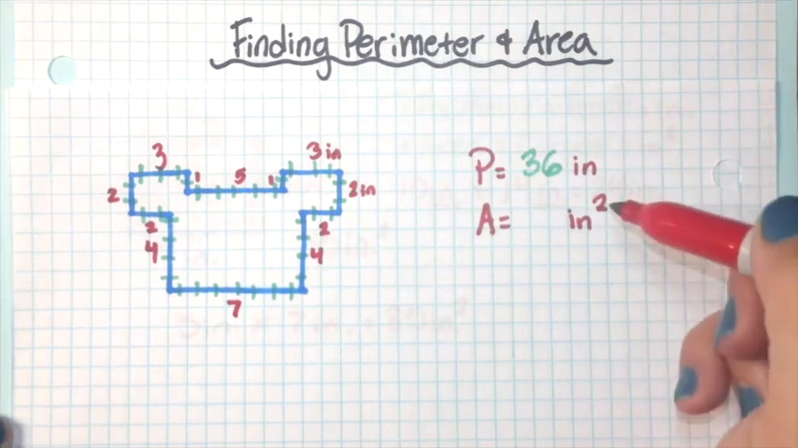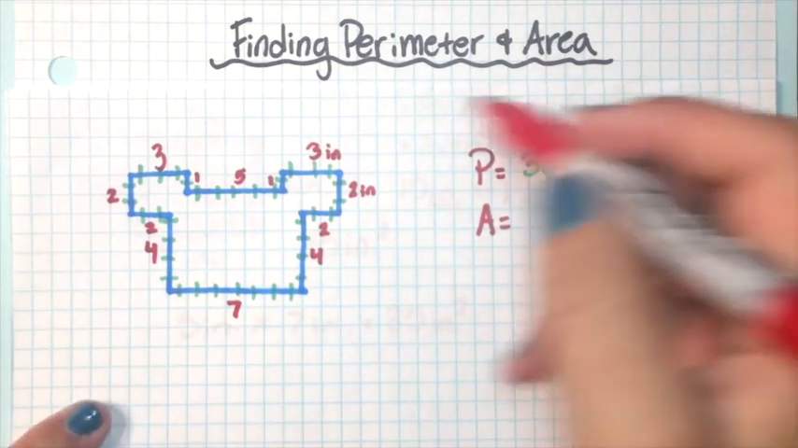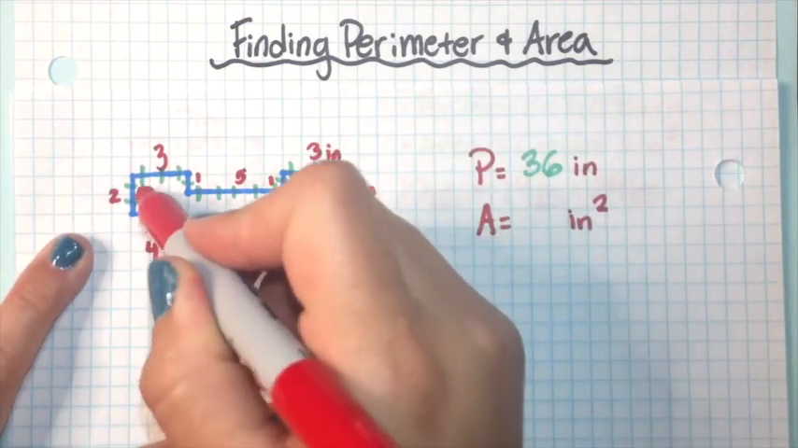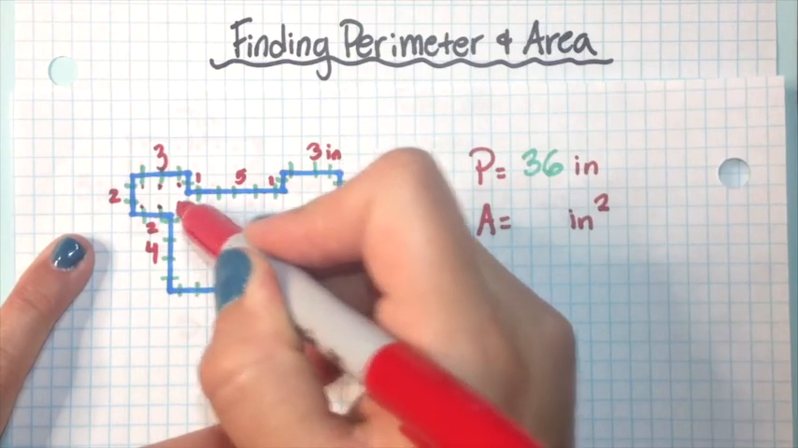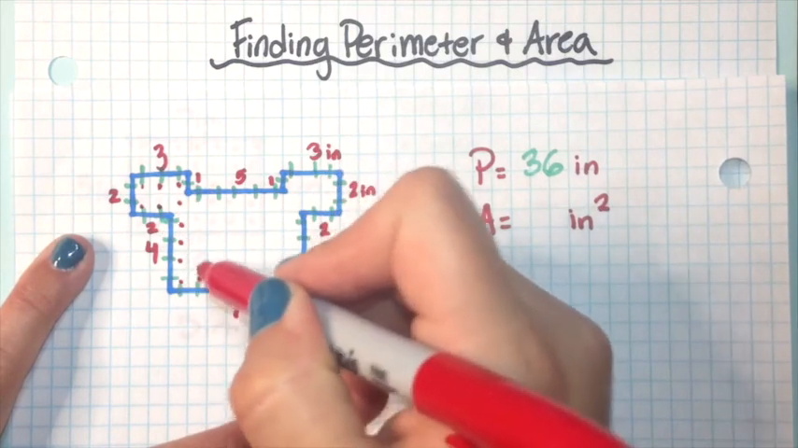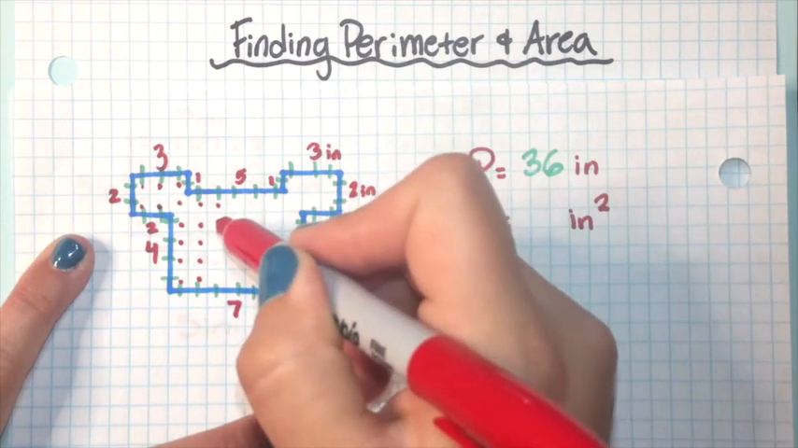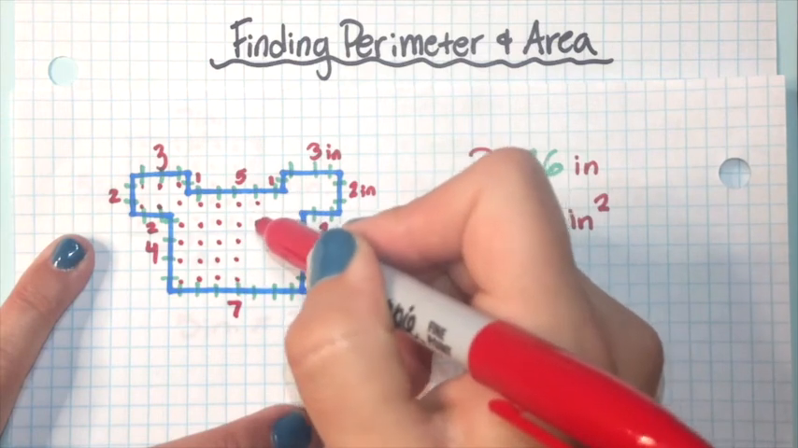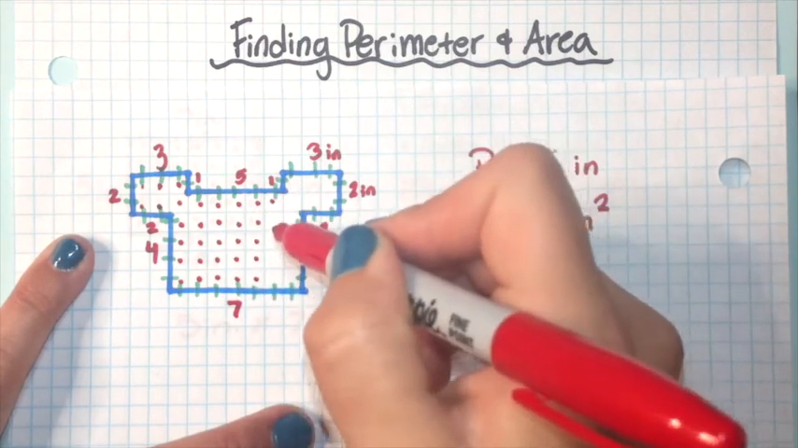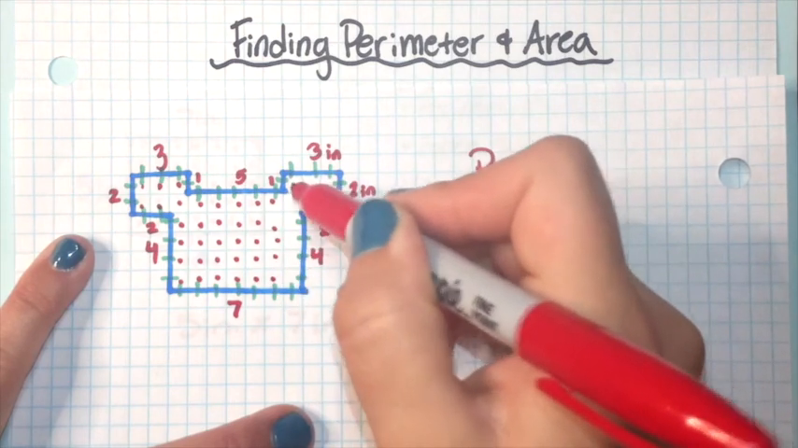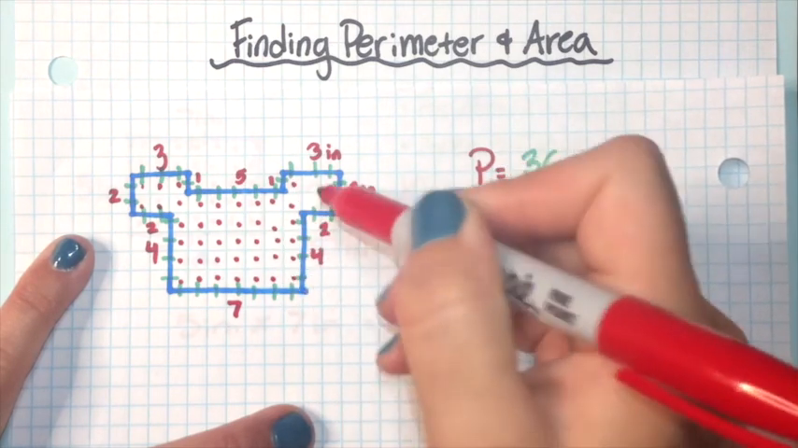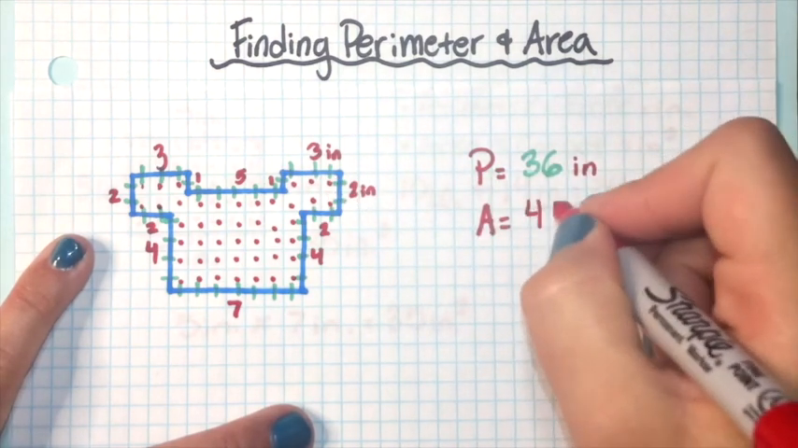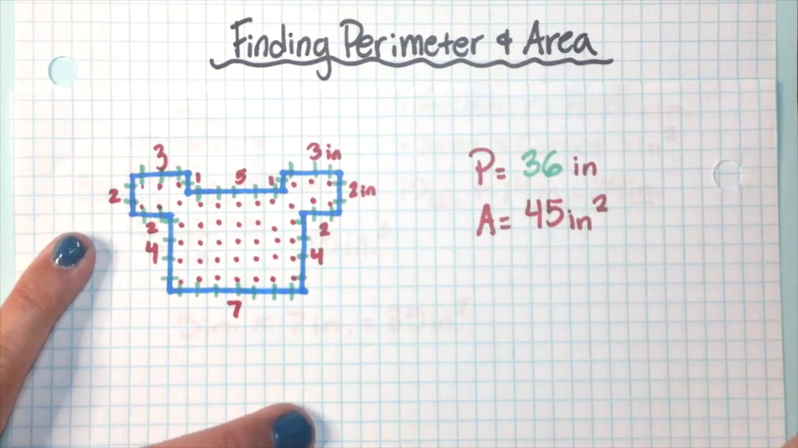To find the area, you could do it simply like before. You could count each box inside if that's what you're comfortable with. So we'll start counting: 1, 2, 3, 4, 5, 6, 7, 8, 9, 10, 11, 12, 13, 14, 15, 16, 17, 18, 19, 20, 21, 22, 23, 24, 25, 26, 27, 28, 29, 30, 31, 32, 33, 34, 35, 36, 37, 38, 39, 40, 41, 42, 43, 44, 45. So our area is 45 inches squared.